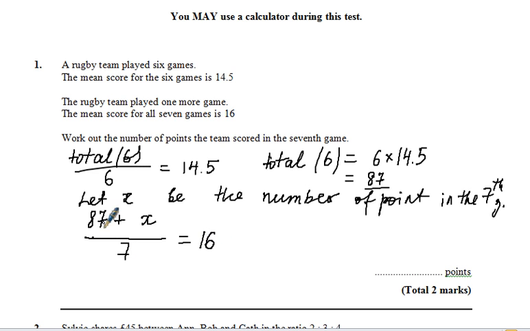Now the only thing left is to solve this equation. We need to reverse the final operation, dividing by 7, by multiplying by 7. So we have 87 plus x equals 16 times 7, which is 70 plus 42, which is 112. And to find x, we subtract 87 from each side. So we have 13 plus 12, we have 25. So the answer was 25 points, all right? 25 points.